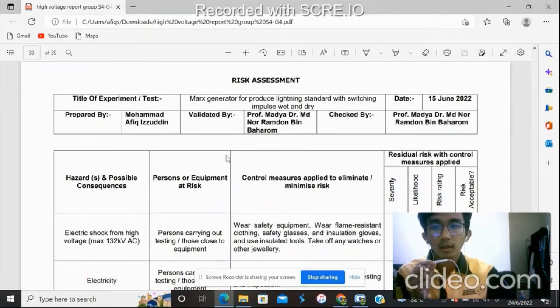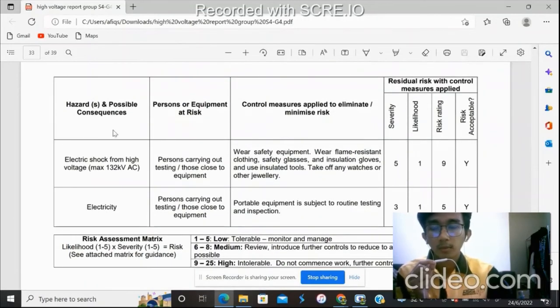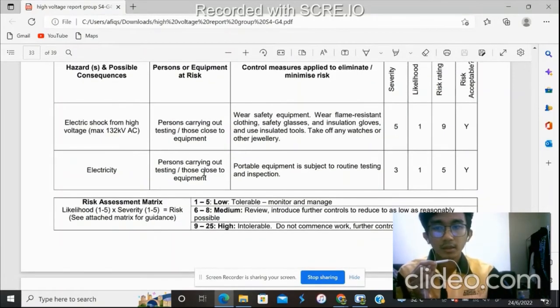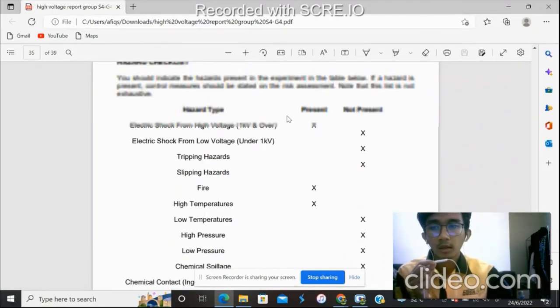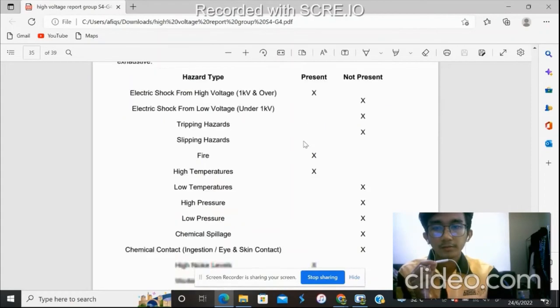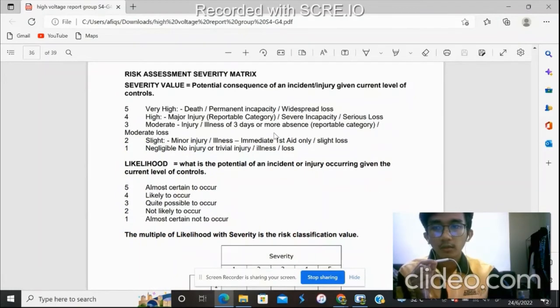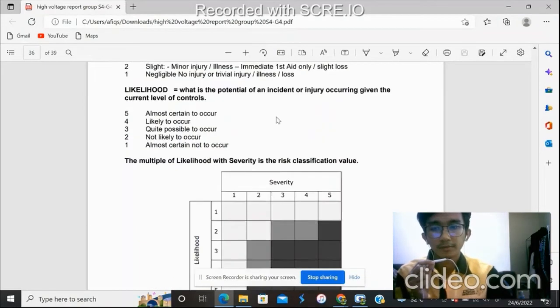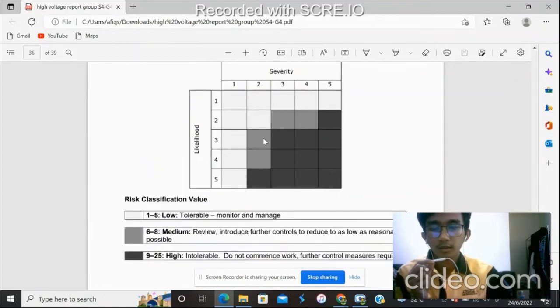This is our risk assessment. For our hazard and possible consequences, we have electric shock from high voltage and electricity. For our experiment, we don't use any chemicals. This is our hazard checklist, and this is our risk assessment severity matrix. I will pass the next section to the next presenter.